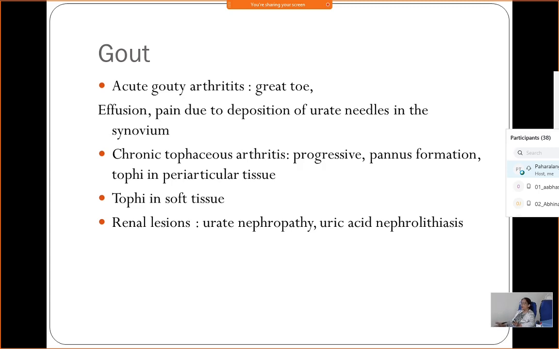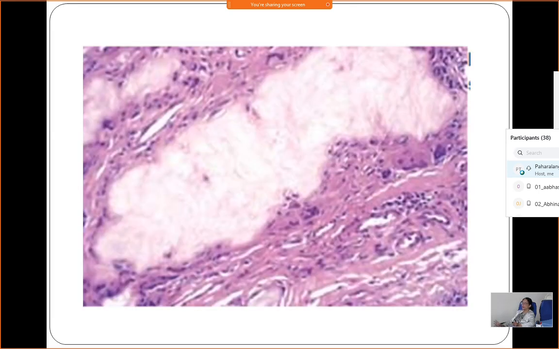Tophi can also be seen in the soft tissue, and sometimes in renal lesions, you may see uric acid crystals deposited within the kidney parenchyma, resulting in a renal condition called urate nephropathy. Sometimes it can form stones, and then we call it uric acid nephrolithiasis. These are the various manifestations of hyperuricemia. It can cause acute gouty arthritis, tophi in the soft tissue, tophi in the joint causing chronic tophaceous arthritis. It can cause a renal lesion in the form of urate nephropathy causing renal failure later, and it can also cause uric acid stones.